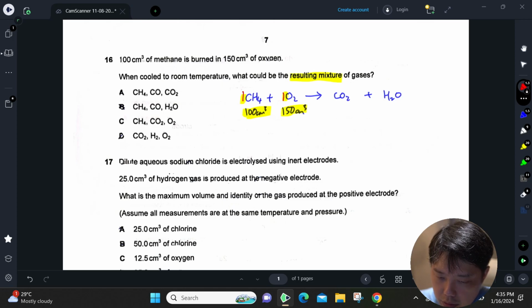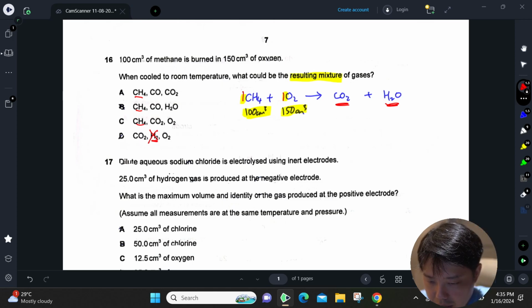But if you look at the choices, three of the choices have methane, which leaves us with D as the answer. But we shouldn't pick D because hydrogen gas is not one of the viable products in the resulting mixture of gases. Because you can see from the equation, there's no hydrogen anywhere. So D should be out because of hydrogen.